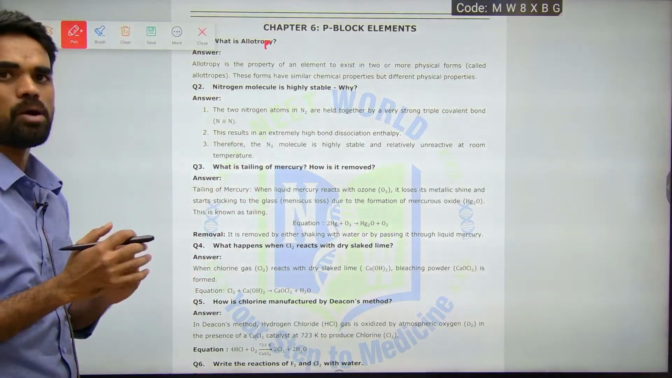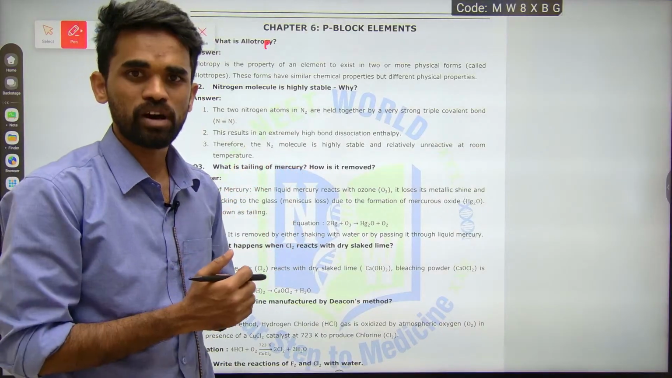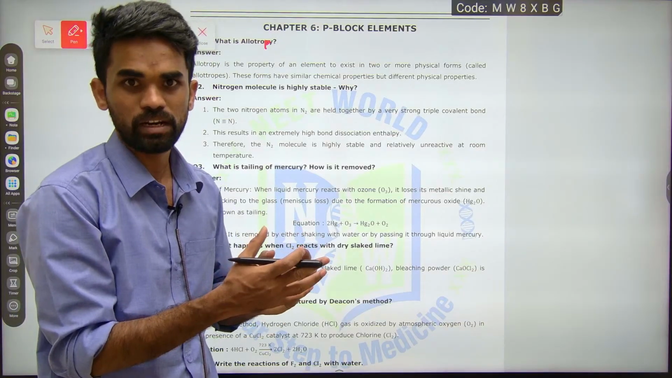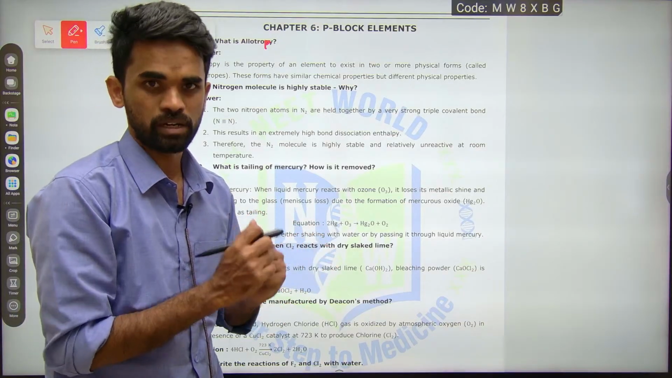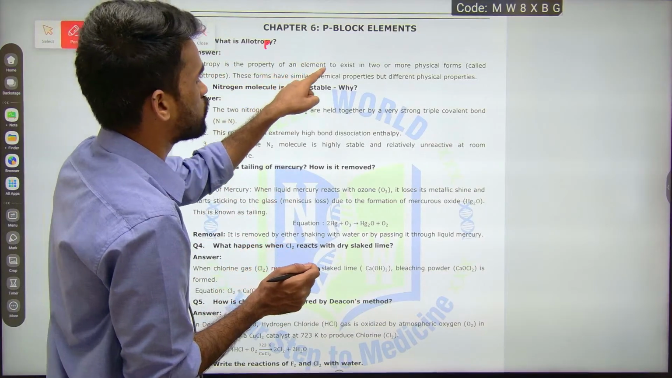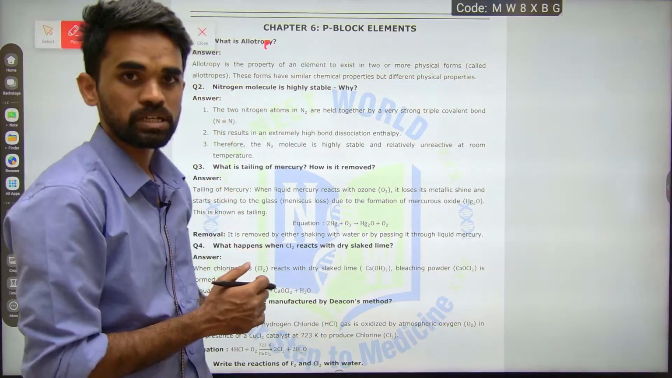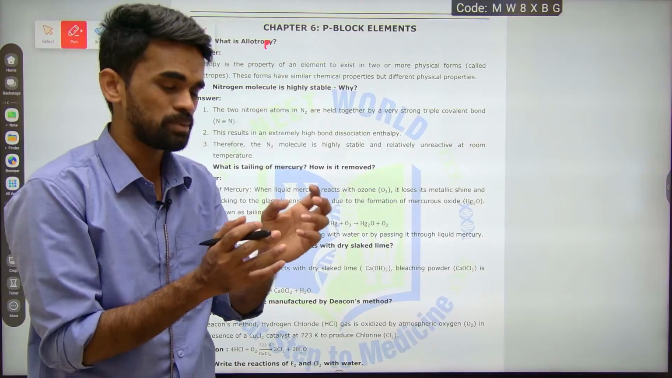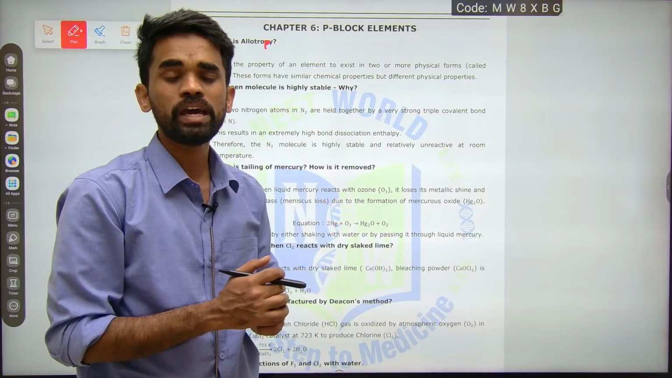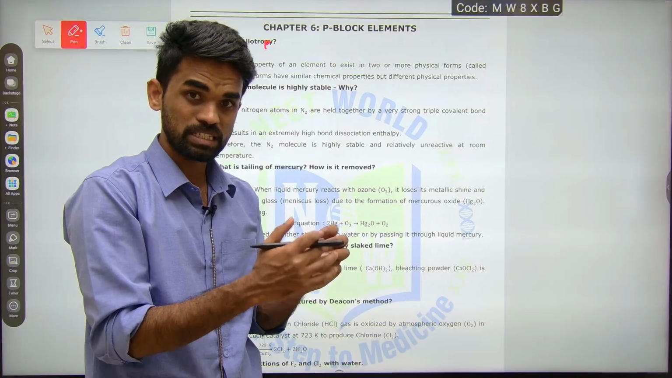There are some atoms or elements which exist in more than one form. For example, carbon can exist in graphite form and diamond form. So these are the 2 allotropes of carbon. Allotropy is a property of an element to exist in 2 or more physical forms called allotropes. Two or more physical forms, not physical states. I am saying physical forms.